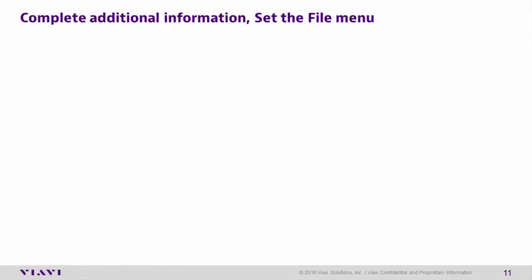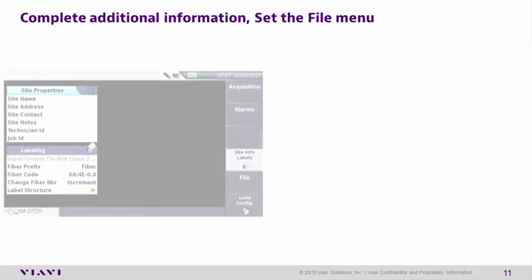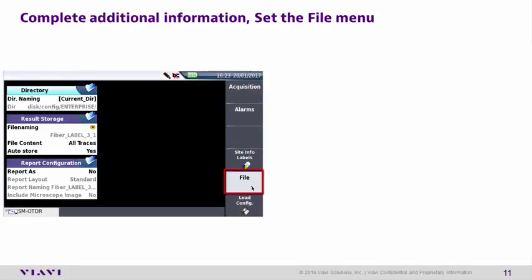Now that your job information and labeling have been entered, it's time to set up your file saving preferences. Remember that once you set up these preferences, they can be saved for future use. This goes for file saving methods as well. In the Setup menu, tap the File soft key. This will take you to the File menu.